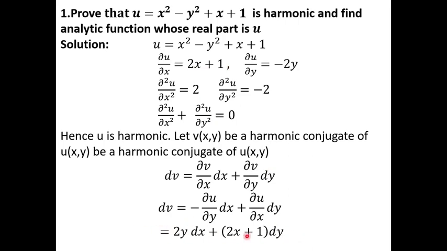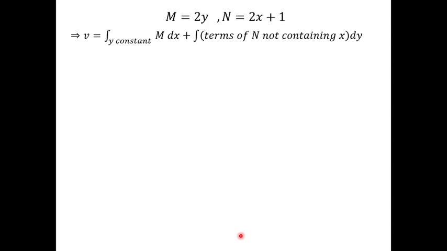Now integrate this. Here m is 2y, meaning the dx coefficient is m, and the dy coefficient is n, which is 2x plus 1. Now apply the integration. What is the integration by the exact method? It is nothing but v is equal to the integration of m dx, in which y is treated as constant, plus the integration of those terms of n not containing the x variable. Now substitute the m and n values according to the conditions.